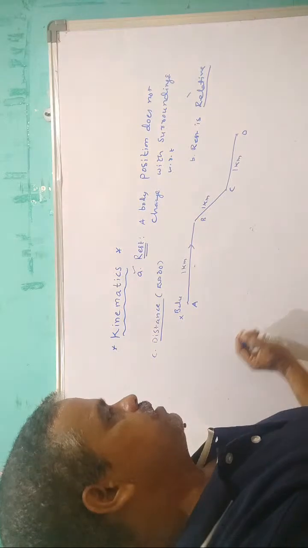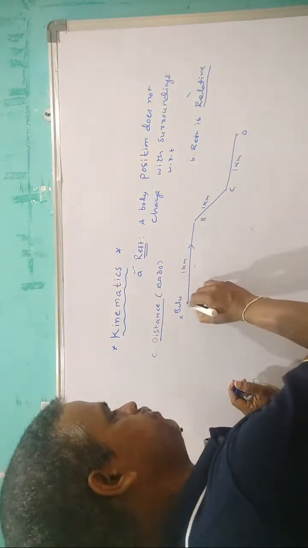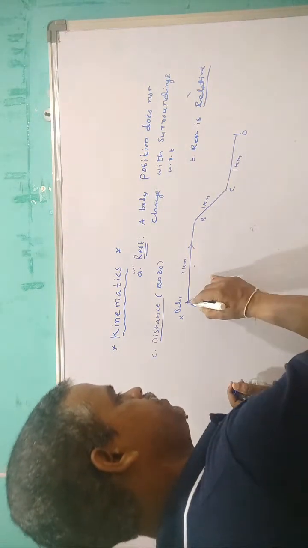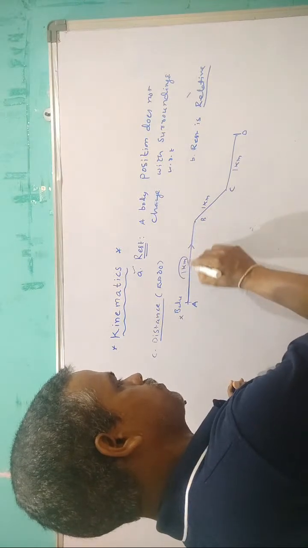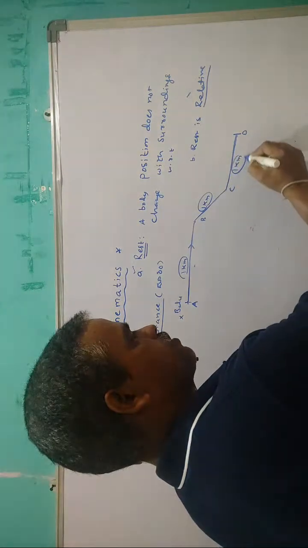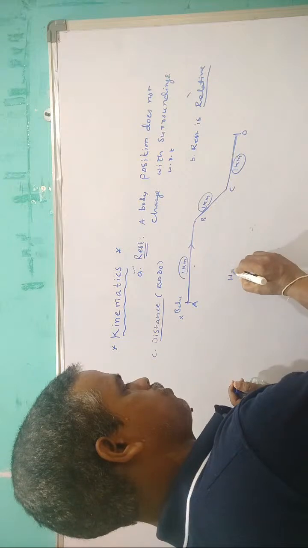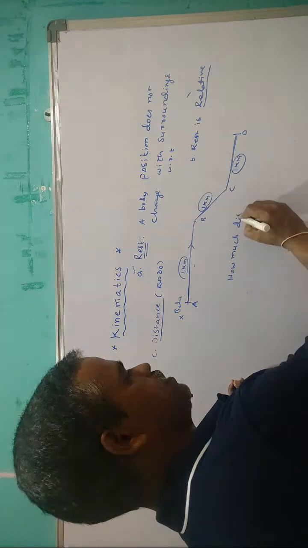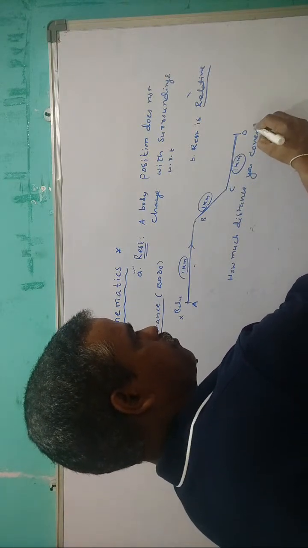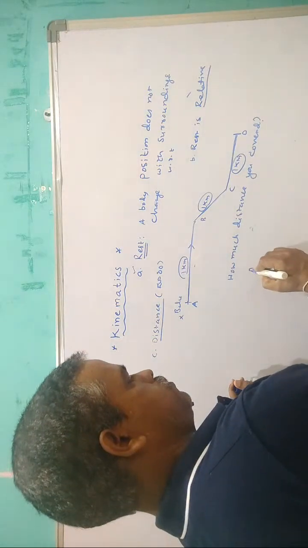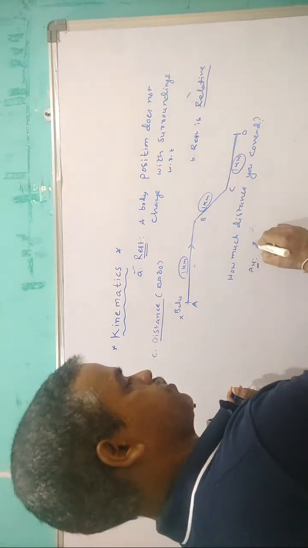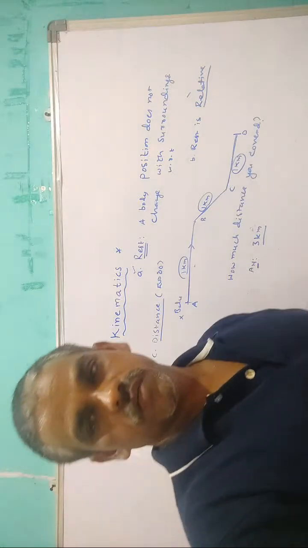Just message me how much distance you covered from point A to point B. See, A to B you covered 1 kilometer. B to C you covered 1 kilometer. C to D you covered 1 kilometer. So my question is, how much distance did you cover? Give me the answer. Message me. 3 kilometers. Okay, very good, nice. 3 kilometers.